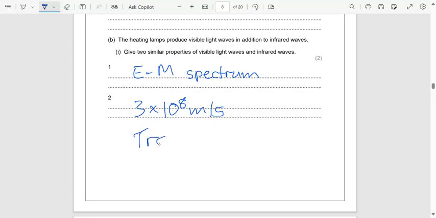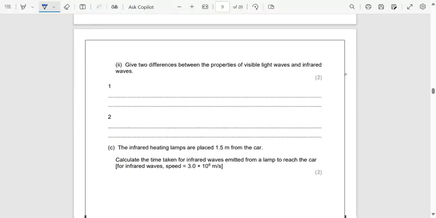They're both transverse waves. They can both travel through a vacuum because they don't need particles to be able to travel. And they both transfer energy, and they can also be reflected and refracted. Right, so lots of different ones that you could have had there.